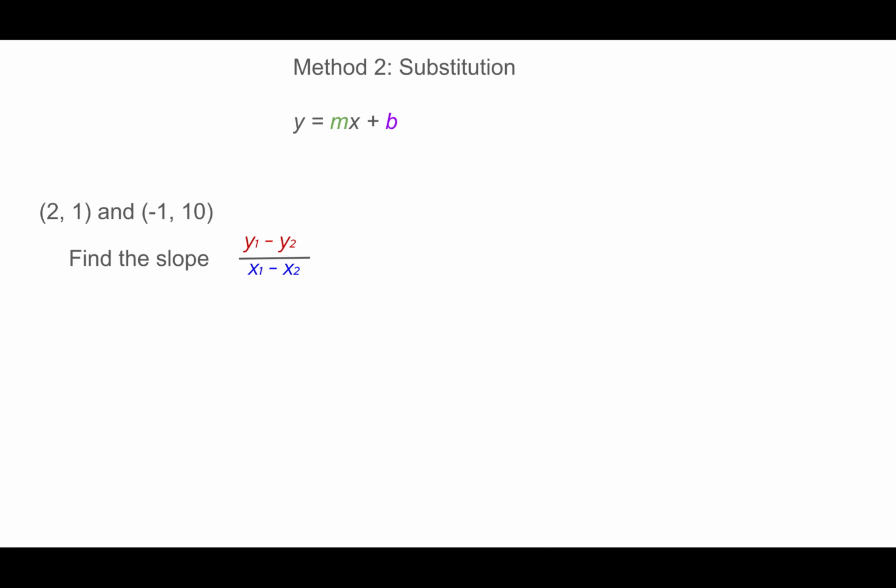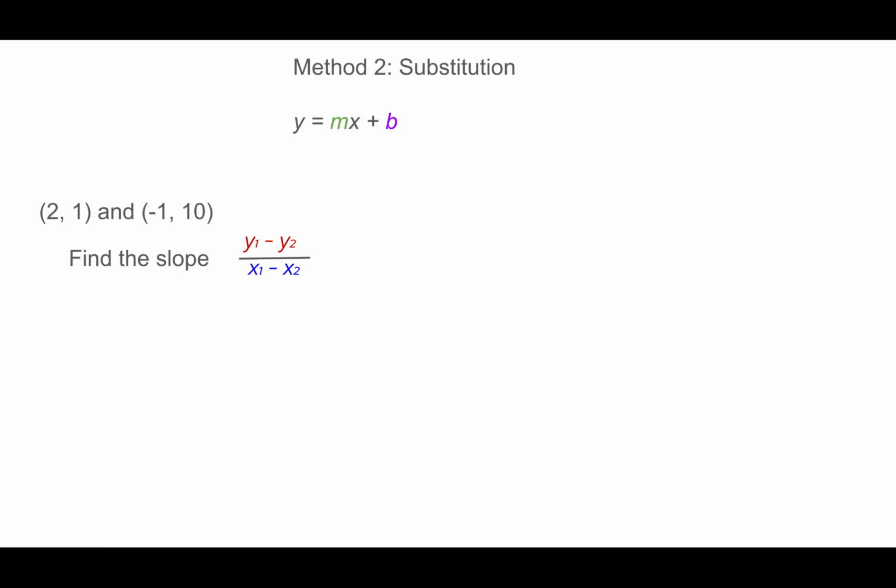The other method we can use is substitution. So again, I'm going to use my slope-intercept equation, y equals mx plus b. And here are my 2 points, (2, 1) and (negative 1, 10). First, we're going to find the slope. Again, as I mentioned earlier in the video, you can go to a previous video to figure out how to find the slope. I'm going to go through it rather quickly on this one.